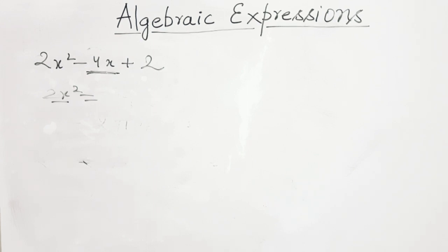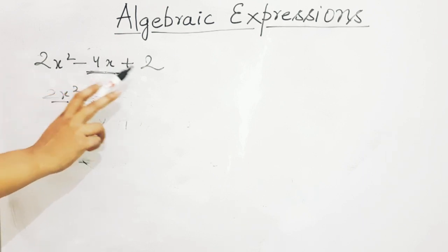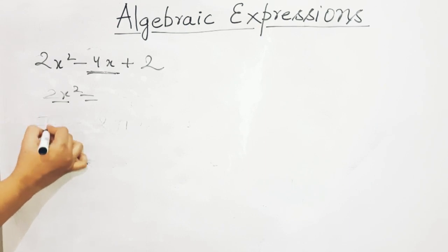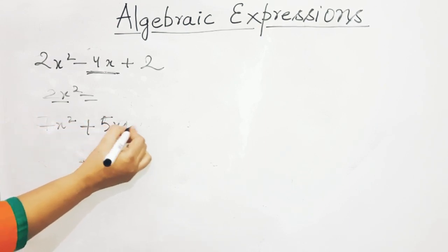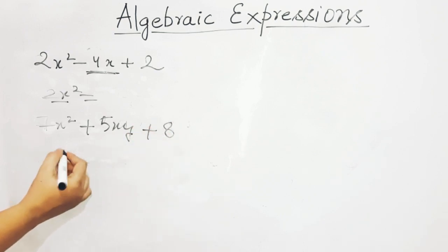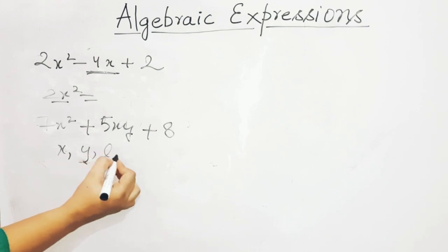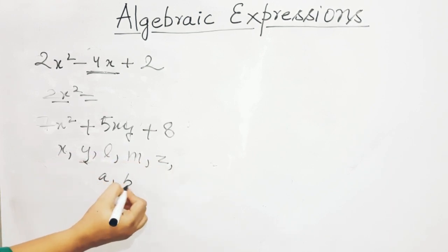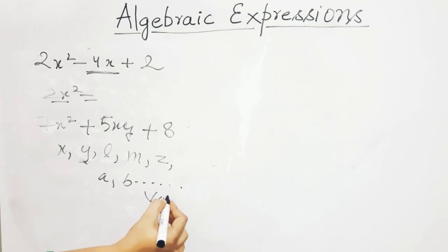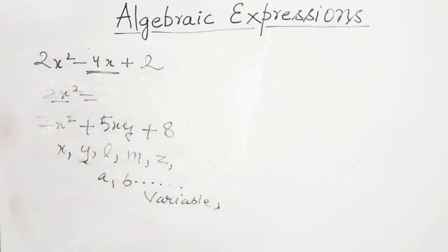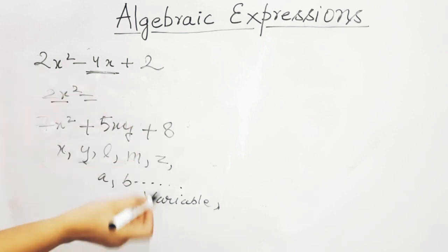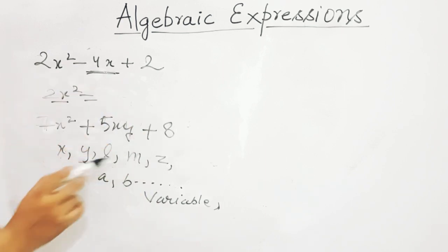But before proceeding to the formation of algebraic expressions, I want to tell you some features about variables and constants. I have already explained variables and constants. Now I am writing one more algebraic expression: 7x square plus 5xy plus 8. Right, students? Now the terms like x, y, l, m, z, a, b, these are all called variables. Why are they called variables? Because a variable does not have a fixed value. The value of a variable is not fixed, it changes continuously. So the value of x, y can be changed over here.